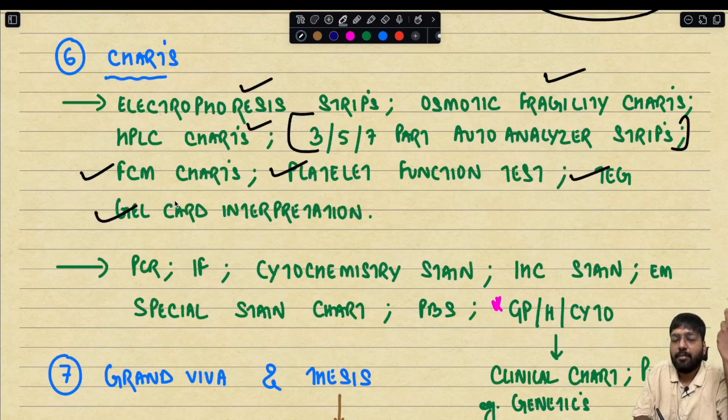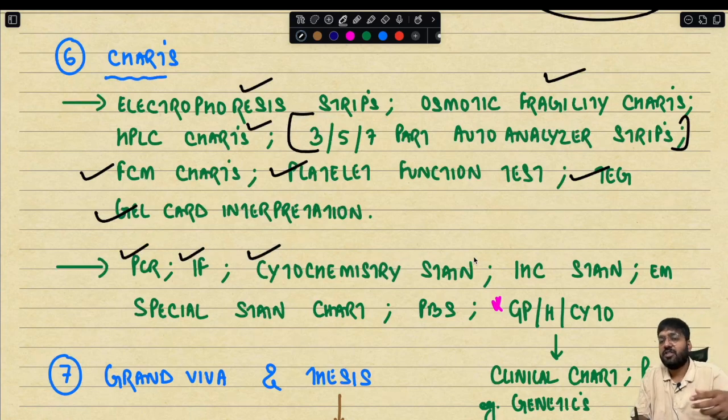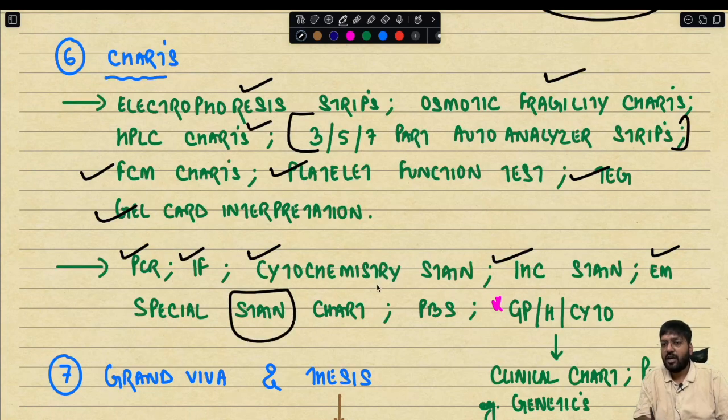Then, for example, they might ask you about PCR, immunofluorescence charts, or cytochemistry stains such as myeloperoxidase stain. They might bring an IHC stain chart and show you, for example, HER2, Ki67, or ER/PR. Then electron microscopic charts they can bring. Then a special stain chart, and peripheral blood smear charts can be there.